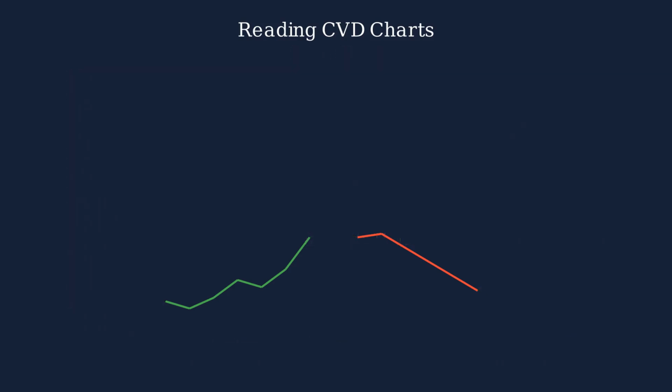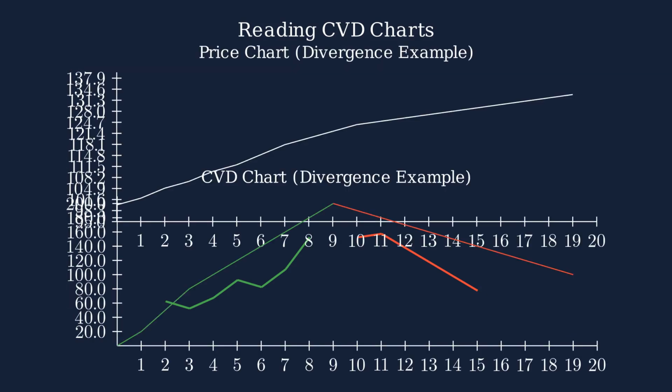A powerful signal occurs when CVD diverges from price action. Here we see the price continuing to rise while the CVD is falling. This divergence indicates that despite the price increase, there's actually net selling pressure. This is a bearish signal suggesting that the price rise may not be supported by actual buying volume and could reverse soon.